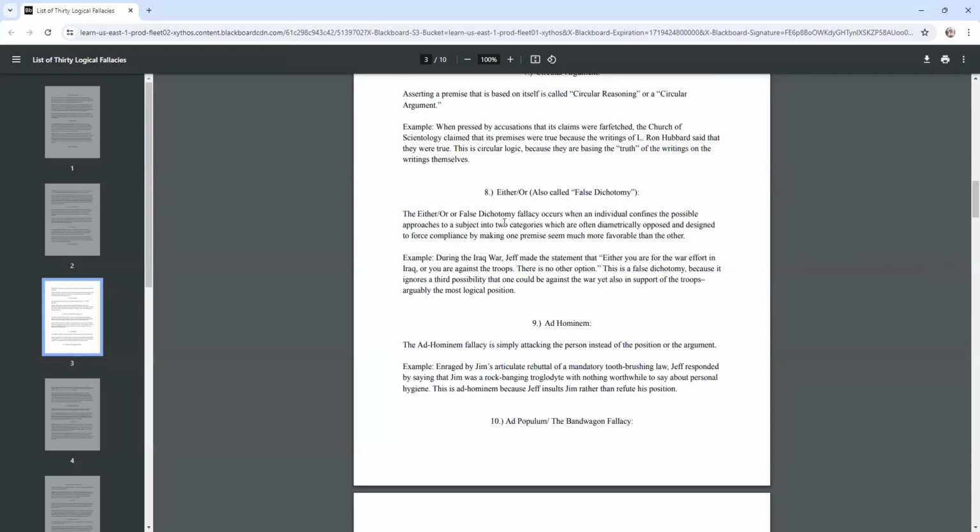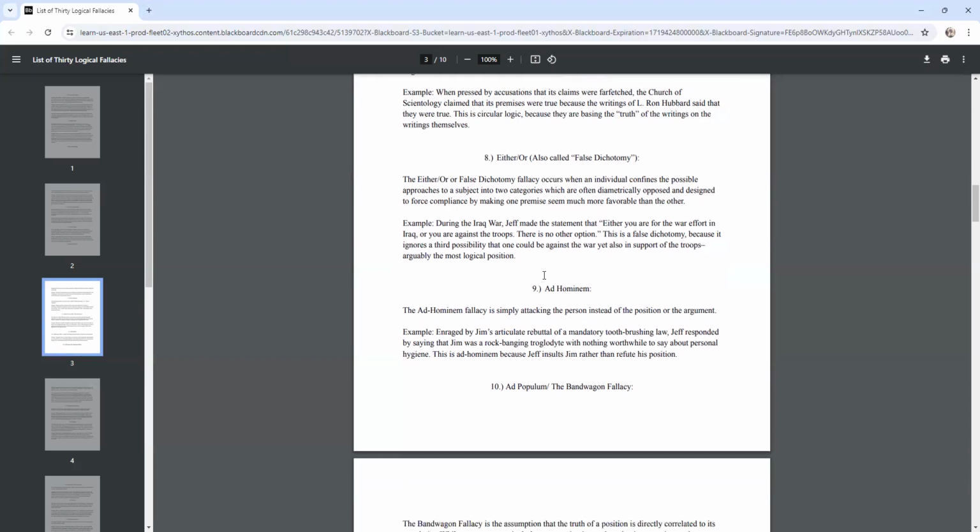This is the false dichotomy because it ignores a third possibility that one could be against the war yet also in support of the troops, which is arguably the most logical position, right? Because if you're in support of the troops, naturally you want them to be safe.